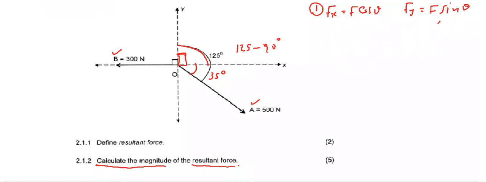Okay, so let's start with Fx. Fx will be equal to the force that is landed 500. That is 500 newtons times cos the angle is 35. Then sicofe calculator yethu. The answer yethu is 409,58 newtons.